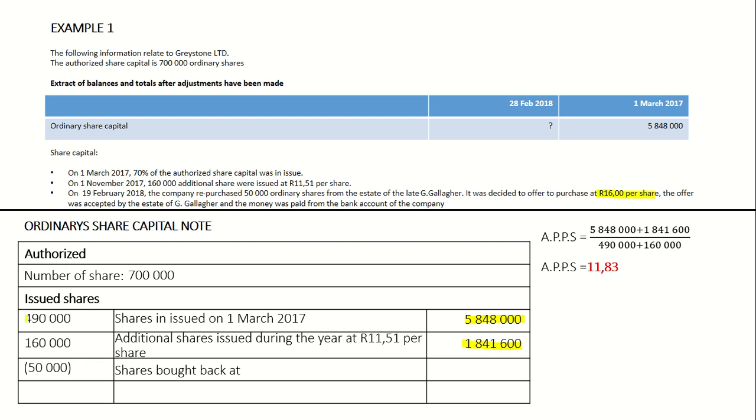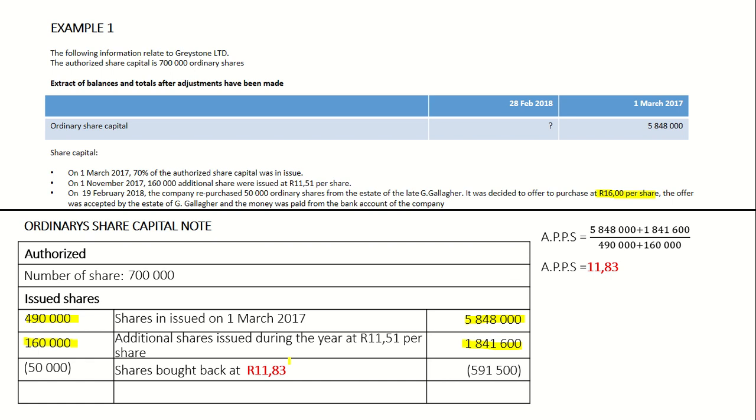Before the buyback, we had 490 issued at the beginning of the year, and then we issued 160,000 shares during the year. It means that the total number of shares issued will be 490 plus 160, which will give us the average price per share of 11 rand 83 cents, and that is the amount that we're going to put there as the average price, as the buyback price. So basically, your share capital will increase at original price and it will decrease at original price. Even though we don't have the original price of these shares that we bought back, this is the best estimate of the original share price, and we will multiply the two.